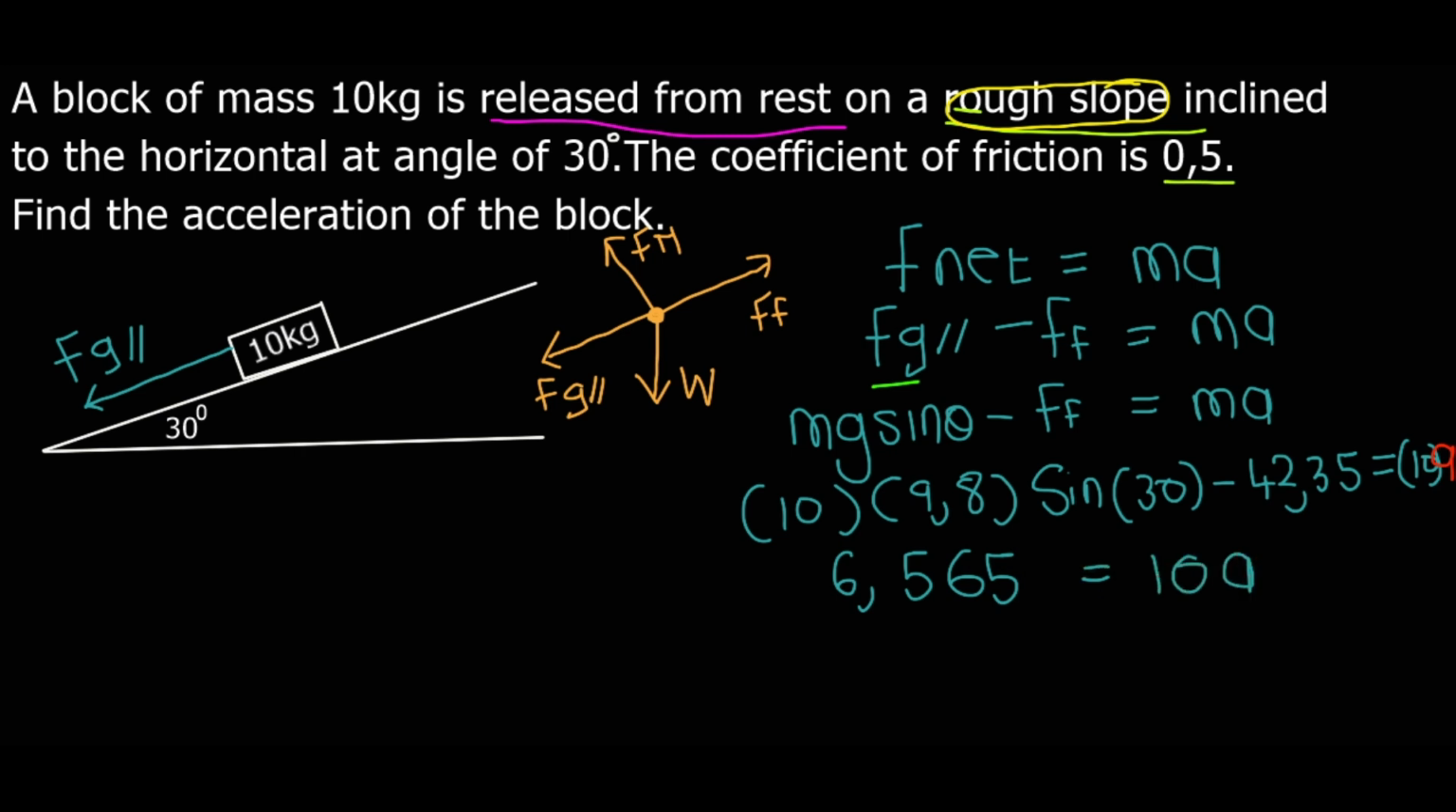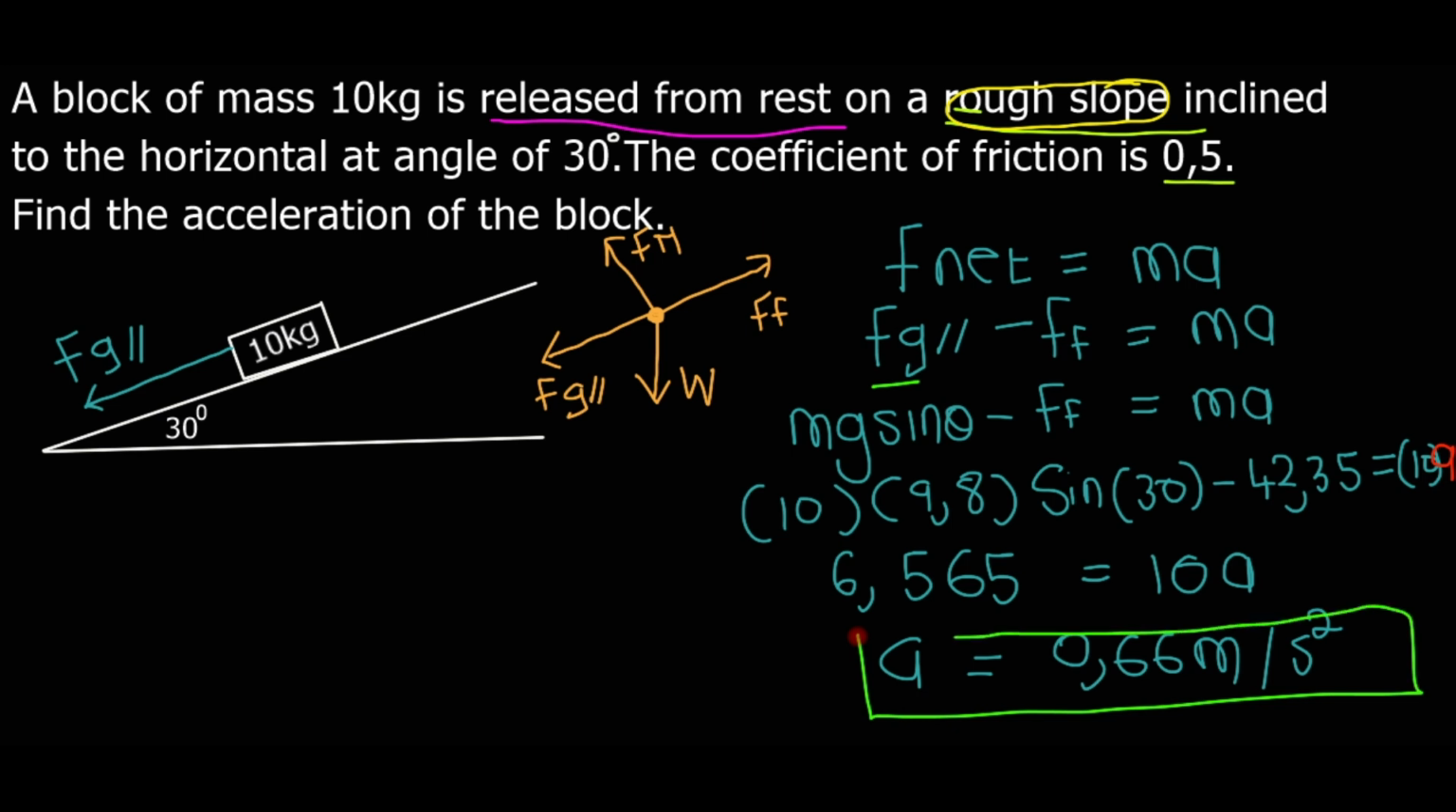But it is very advisable, in the exam, not to round off during the calculation, but to round off the final answer. So anyway, we need the acceleration, so we divide both sides by 10. So the acceleration is 0.66 meters per second squared. So this is our answer.